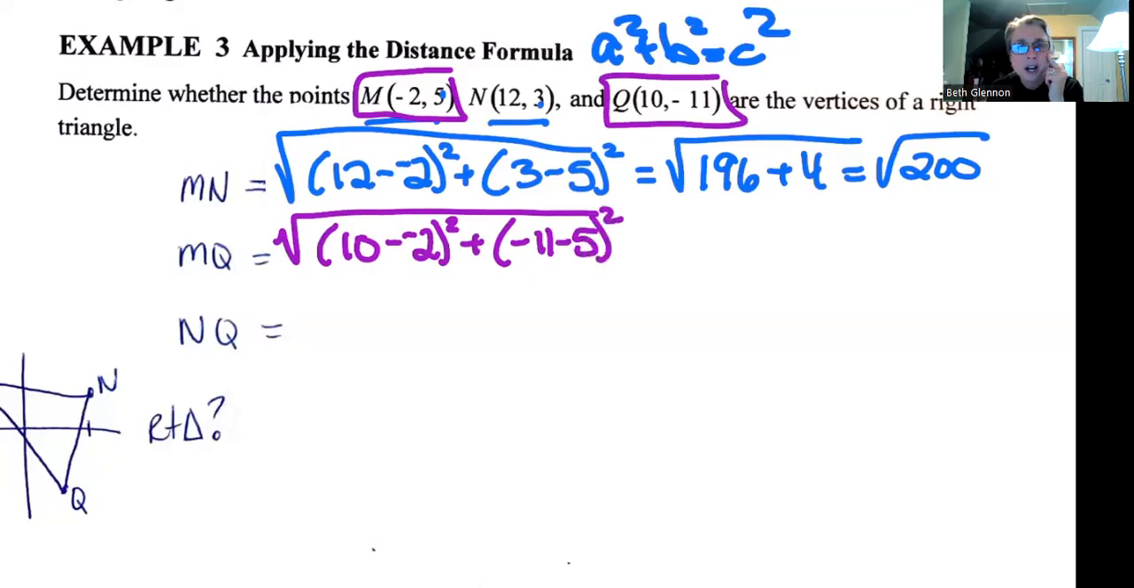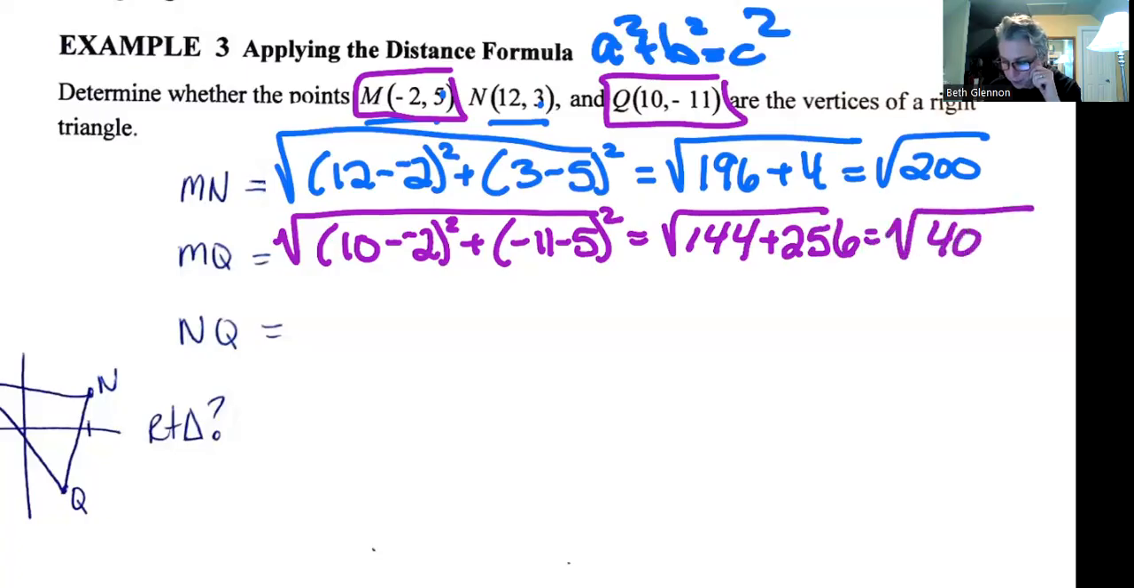We've got positive 12 squared, that's 144. And then negative 11 minus 5 would be negative 16 squared. That's going to be 256. So I add those two together and I get the square root of 400. Okay. So even before I go any further, I know that square root of 400 is going to be my longer side since it's so much bigger than the two sides that I'm working with.